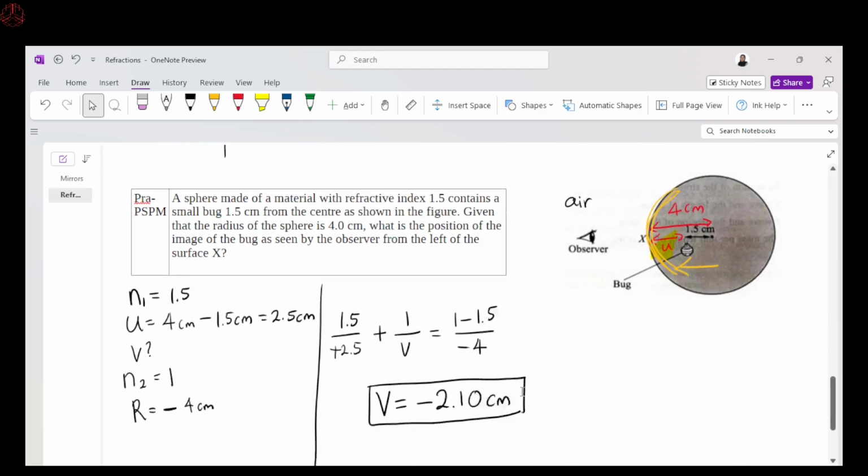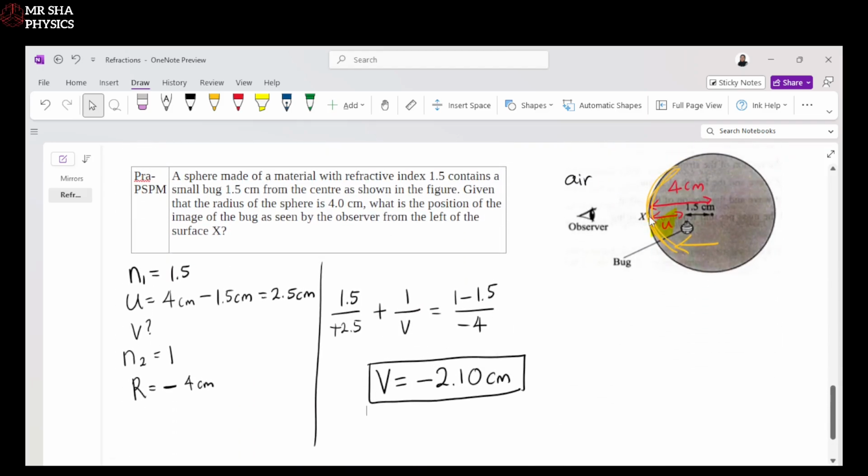And if it's a virtual image, it's going to be formed in the material itself, not in air, not on the same side as the observer. So that is all the questions I'm going to discuss in this video.